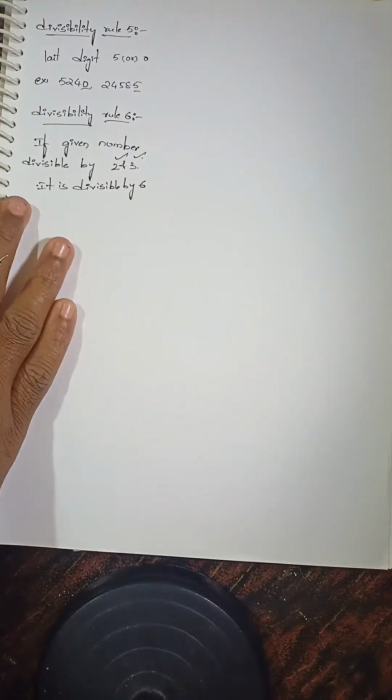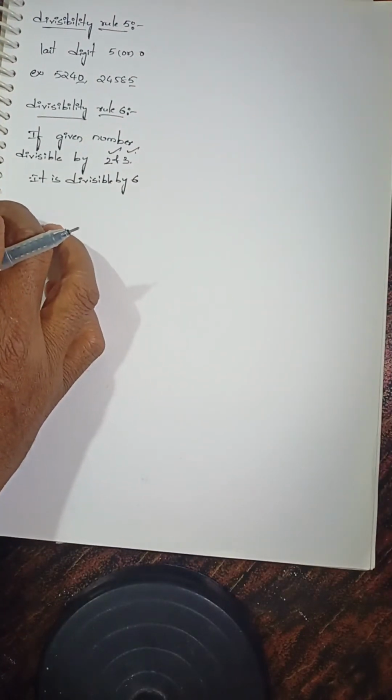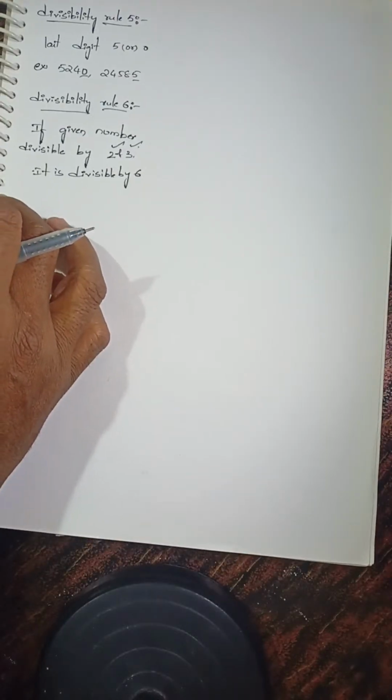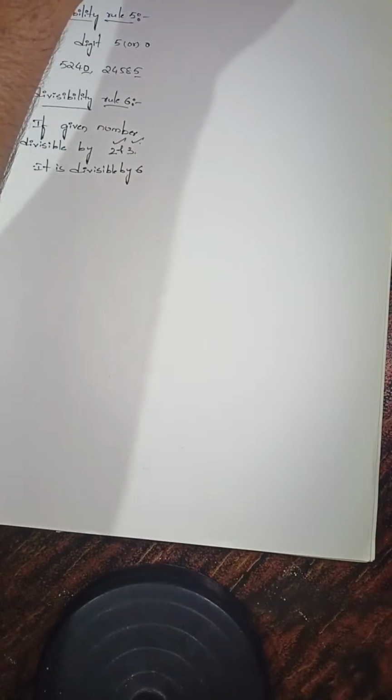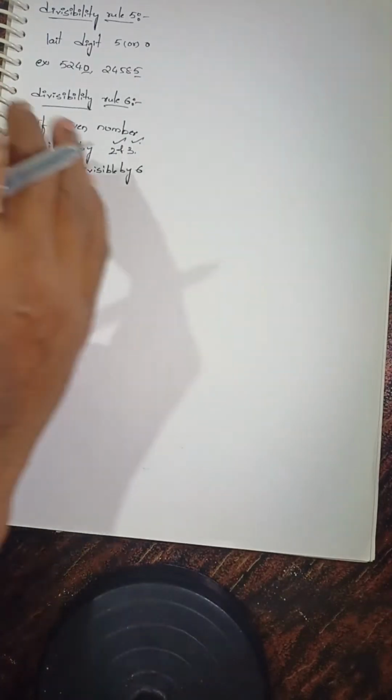So what is divisibility rule 7? If anyone knows the answer, divisibility rule 7, please type the answer in the comment box. Very rarely they are going to ask about divisibility rule 7. So that is not at all mandatory.